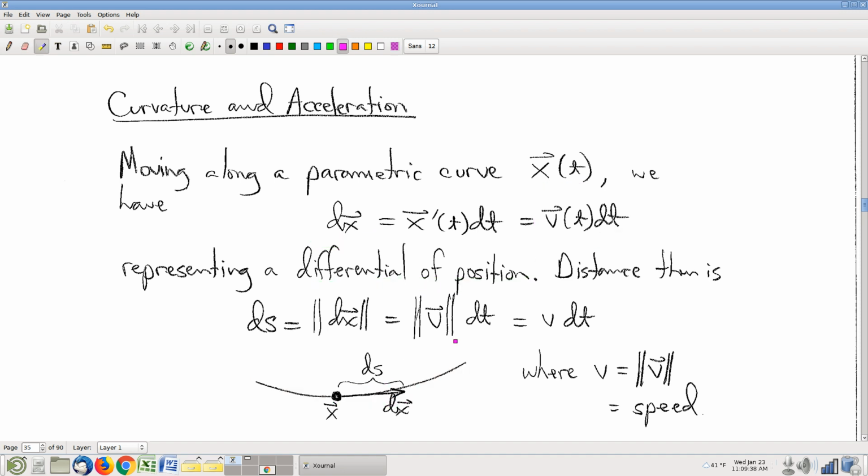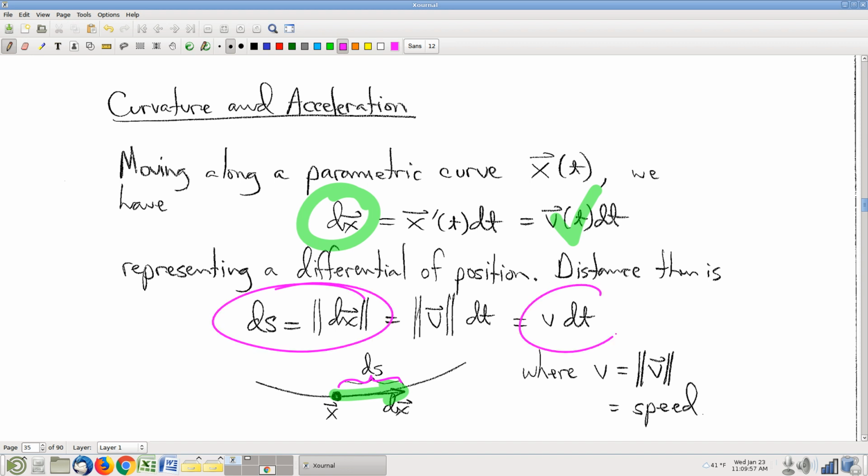Okay, so we're going to use this thing dx a lot. There it is. It's that vector. Here's the formula for it. Not hard to persuade yourself that this distance, ds, is just the magnitude of that dx vector, which is then easily computed as speed times time.